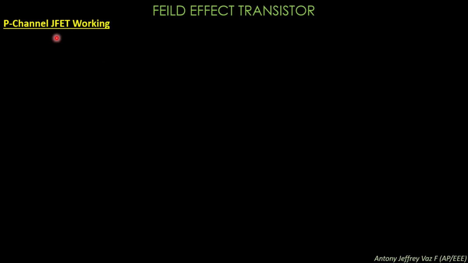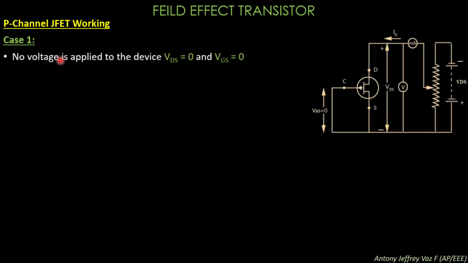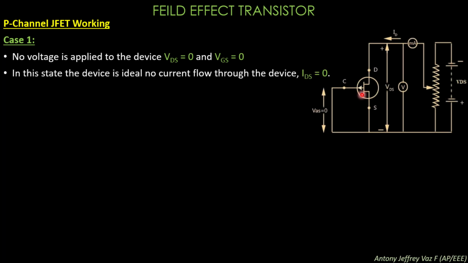In the working of P-channel JFETs, first consider case 1. Here this is the P-channel JFET, which is represented by the arrowhead which is going out from the gate. Here the drain source voltage is 0 and the gate source voltage is also 0. This represents that the device is in off state or idle state. So the drain current, that is the current from the drain to source, is also 0.